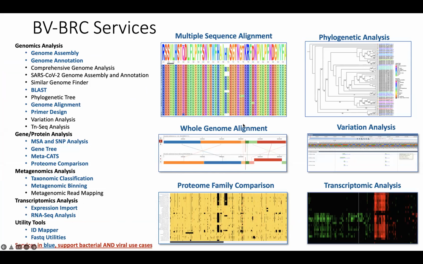Okay, so moving on from the data to the services that are available in the BV-BRC. On the left here, you see a list of the different tools and services that are available. The ones in blue are meant to support both bacterial and viral use cases. And the ones in black, some of them for now are only applicable to either viruses or bacteria. And I'll show you how to make that designation on the website.